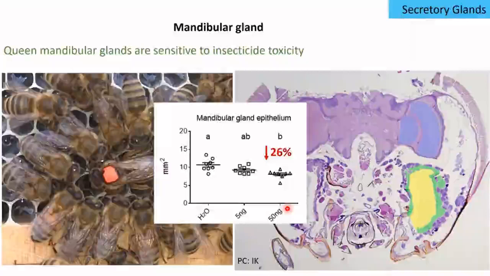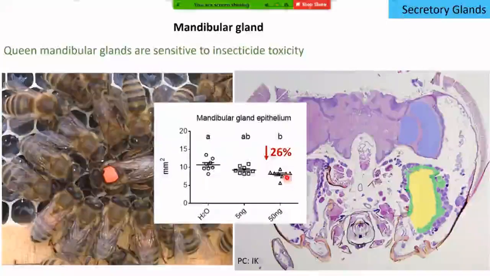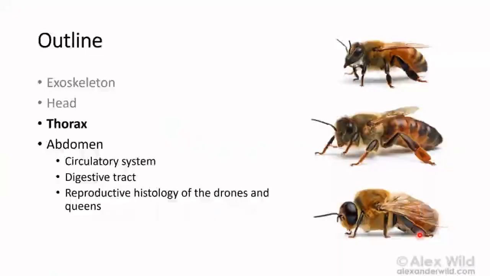And so this finding pushes us to think that, hey, if morphologic changes in mandibular glands are so drastic, maybe exploring and investigating functional abnormalities of the mandibular glands in queens is a useful tool for detecting toxicities. So this was one of the exciting discoveries that our lab has stumbled upon during our journey of honeybee research. But enough about that, and let's go back to histology and move on to the thorax.